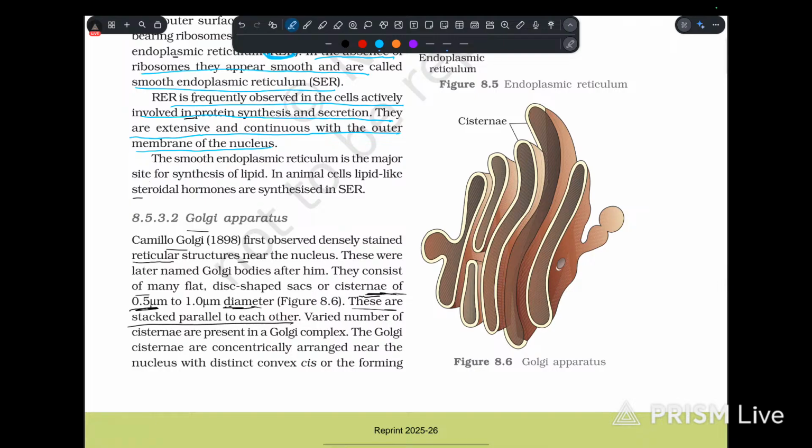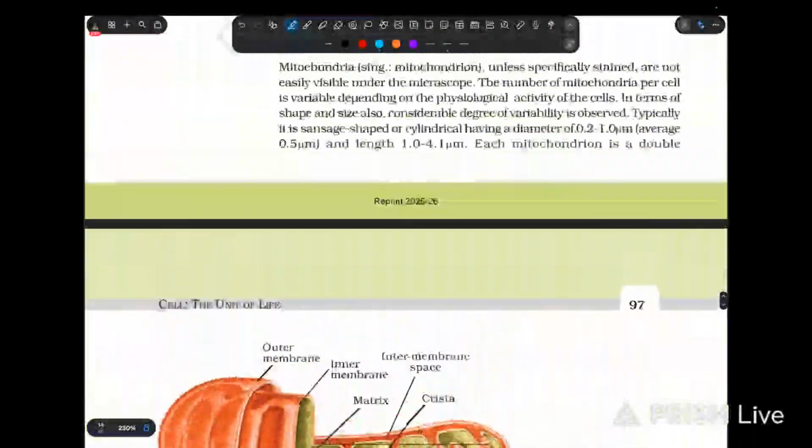The smooth endoplasmic reticulum is the major site of synthesis of lipids. In animal cells, lipids like steroidal hormones are synthesized in the smooth endoplasmic reticulum. Do you understand? I hope you do.